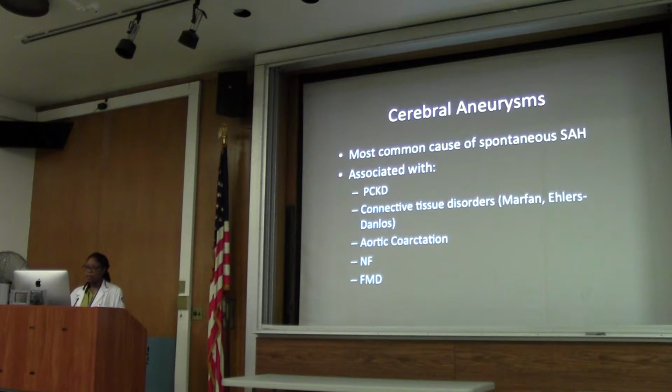And as we're familiar with, spontaneous subarachnoid hemorrhage is associated with numerous conditions, polycystic kidney disease being one, very common one. A lot of connective tissue disorders as well, like Marfan and Ehlers-Danlos, aortic coarctation, neurofibromatosis, and even fibromuscular dysplasia. So in these patients, there's a very high association with aneurysms and subsequent subarachnoid hemorrhage if they do bleed.